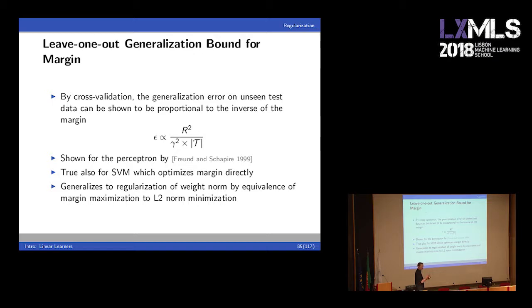So we can reuse this simple theorem we saw before in order to explain how, if we add this simple term lambda divided by 2 times the norm of the weight squared to our algorithm, we will do better on unseen test data.